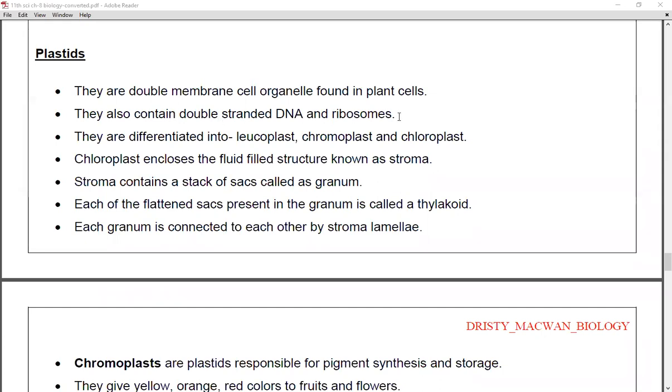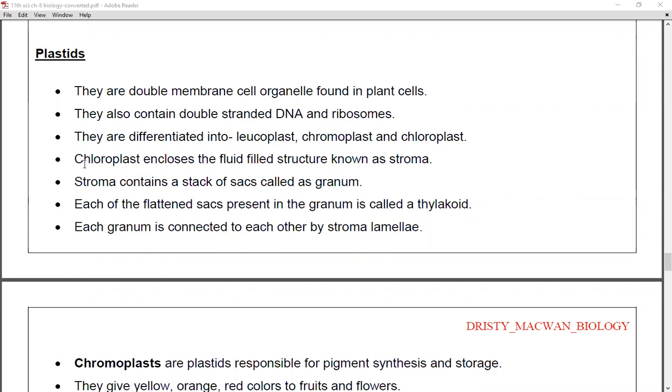So there will be the presence of two things. First will be the double-stranded DNA and second will be the ribosomes, right? So the plastid contains two things, the DNA as well as the ribosomes. Next, they are differentiated into leucoplast, chromoplast and chloroplast. So plastids are of three types, right? Leucoplast, chromoplast and the chloroplast. We are going to see three of them in detail.